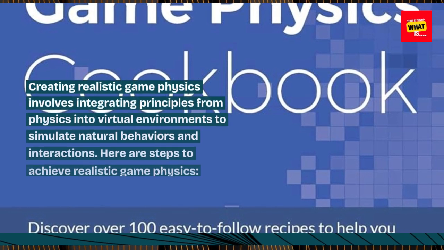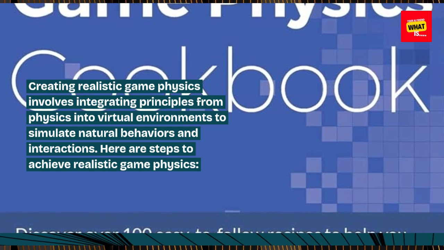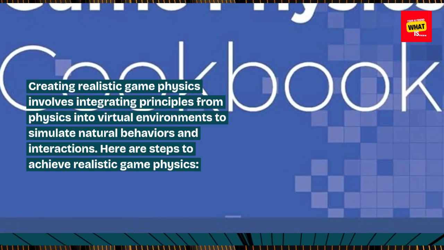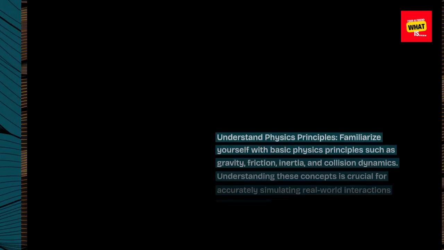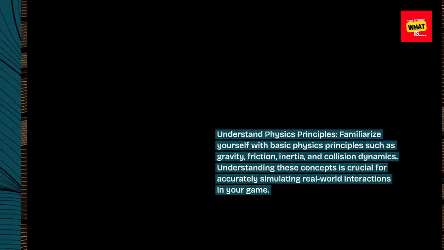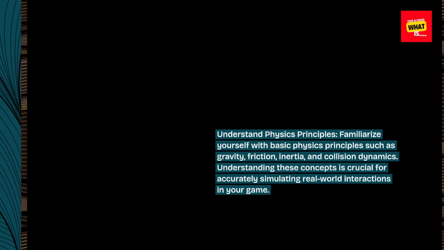Creating realistic game physics involves integrating principles from physics into virtual environments to simulate natural behaviors and interactions. Here are steps to achieve realistic game physics. Understand physics principles. Familiarize yourself with basic physics principles such as gravity, friction, inertia, and collision dynamics. Understanding these concepts is crucial for accurately simulating real-world interactions in your game.